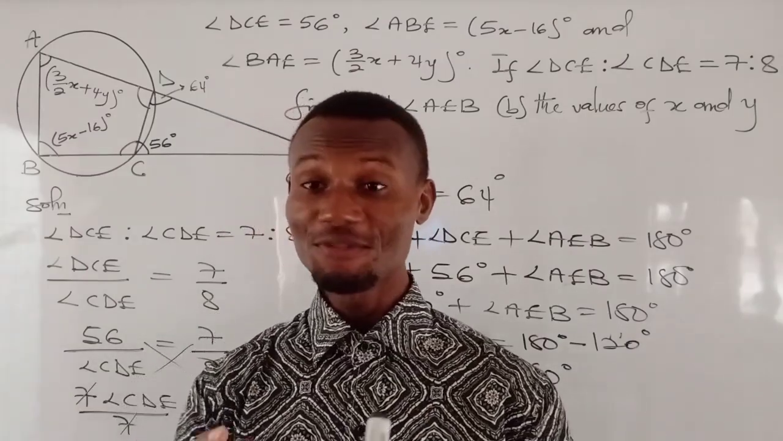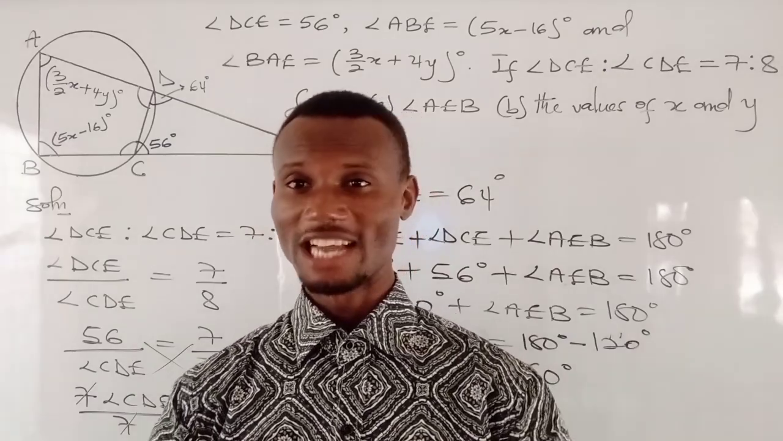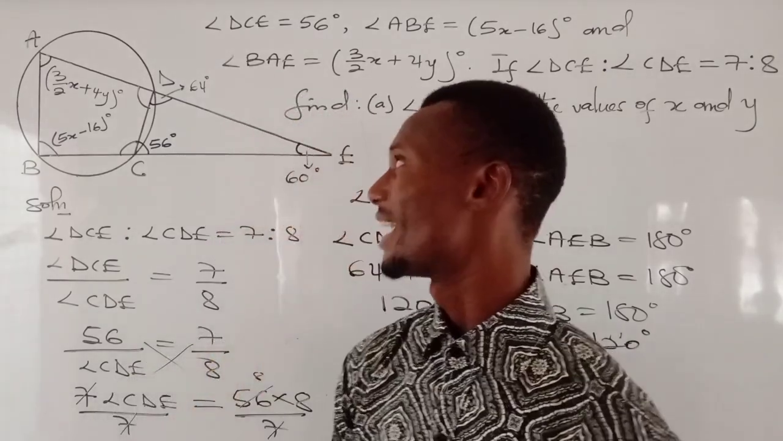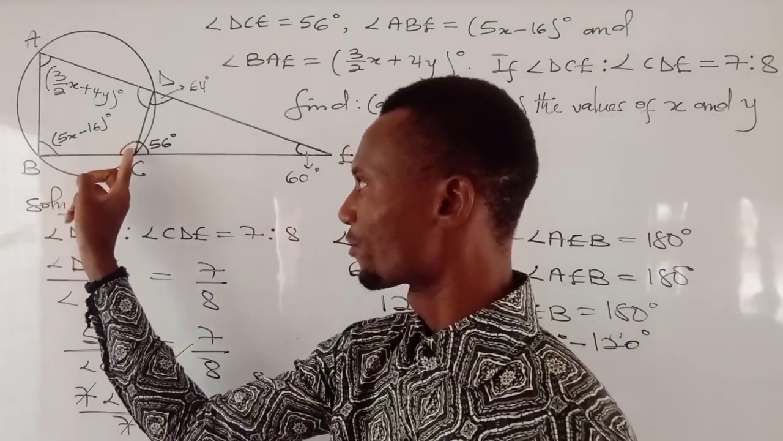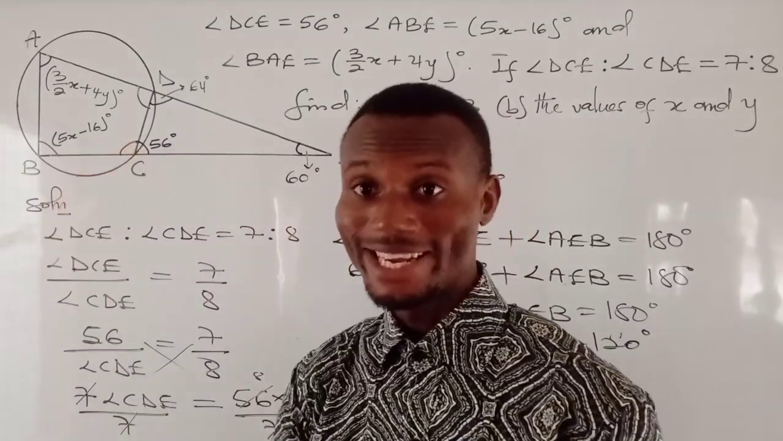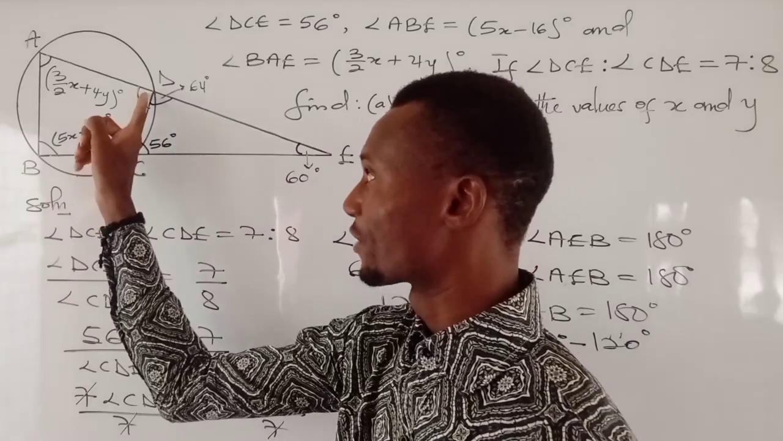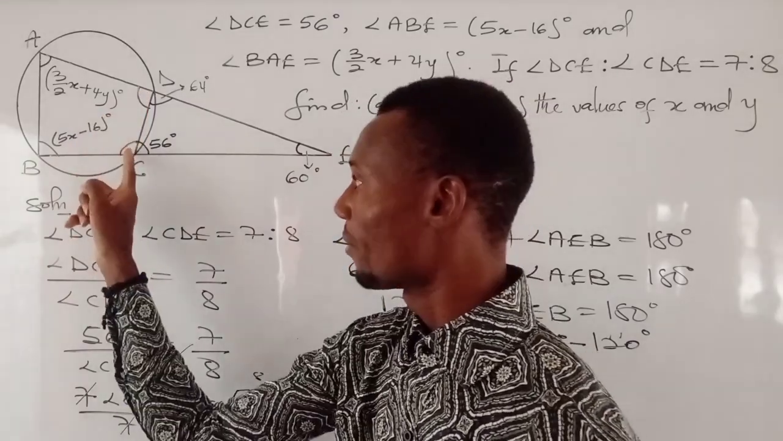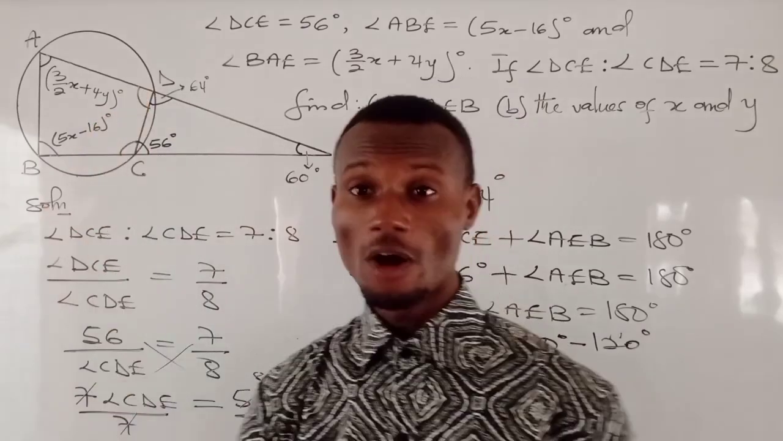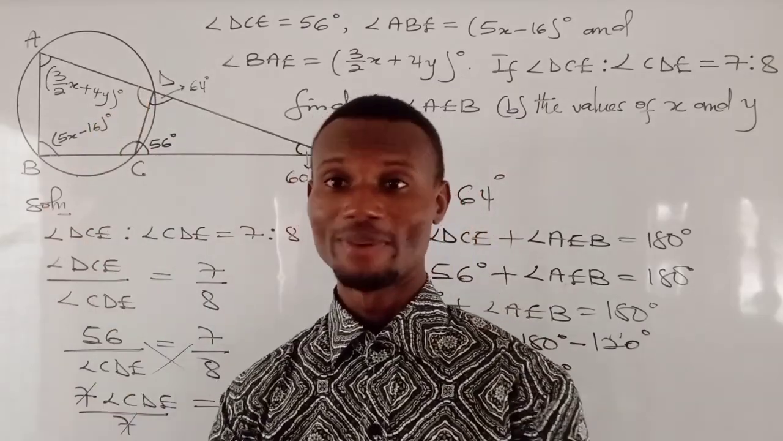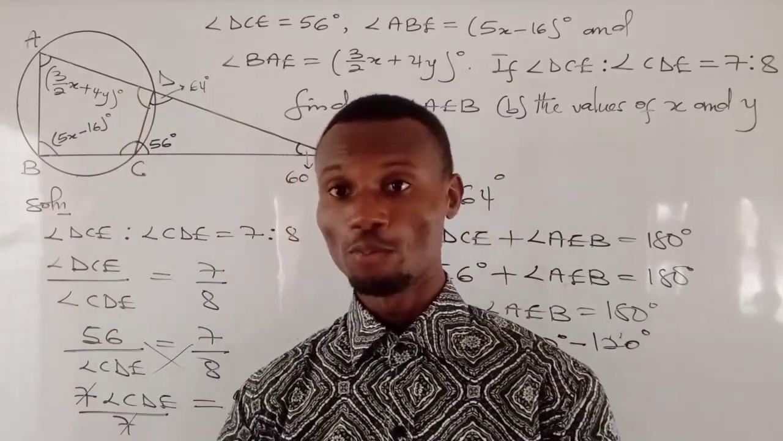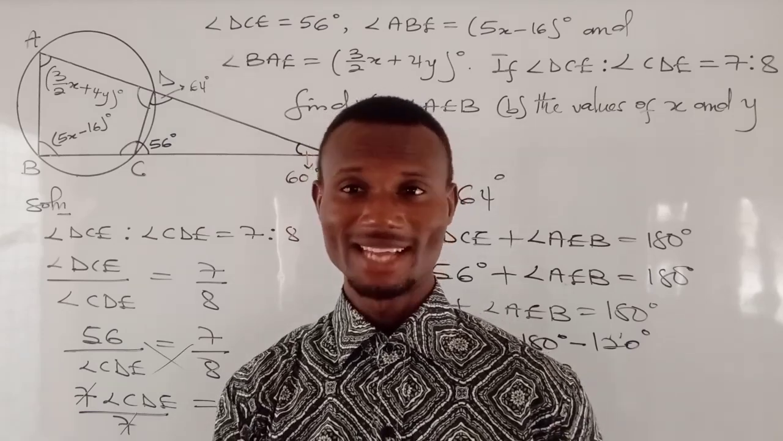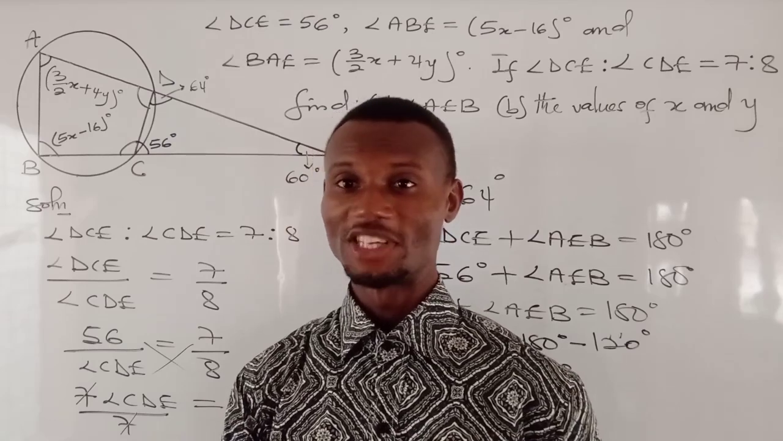But before we can proceed and use that property to find the values of S and Y, we should take note that we don't know the angle which is formed here. We don't know, so we need to find it. And also the angle which is formed here, we don't know as well. So we need to find the angle formed here and also the angle formed here before we can use the property which says that the sum of the opposite angles in a quadrilateral is equal to 180 degrees. I hope you understand and you agree with me up to this point.